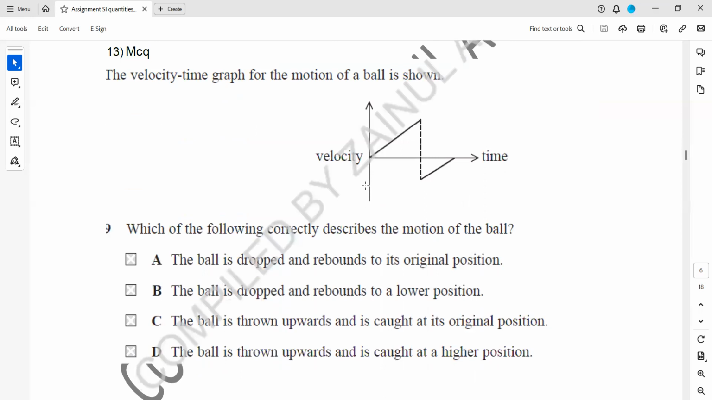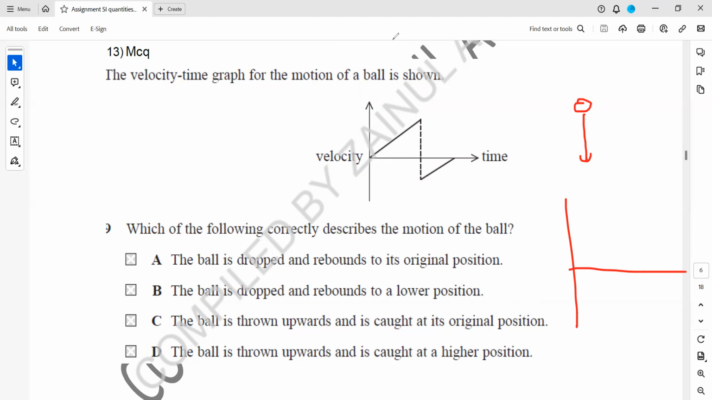In question 13, as you can see, this is a common graph in which a ball is bouncing. Which of the following correctly describes the motion of the ball? Look, usually what happens when we drop a ball, so what should be the shape of the graph?